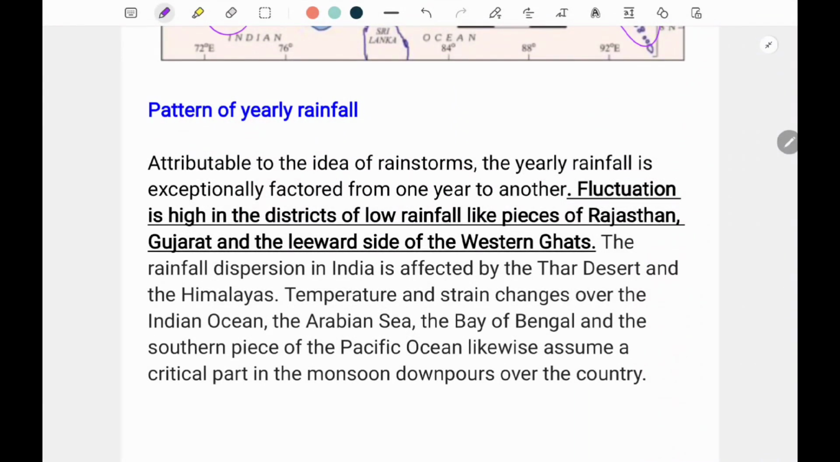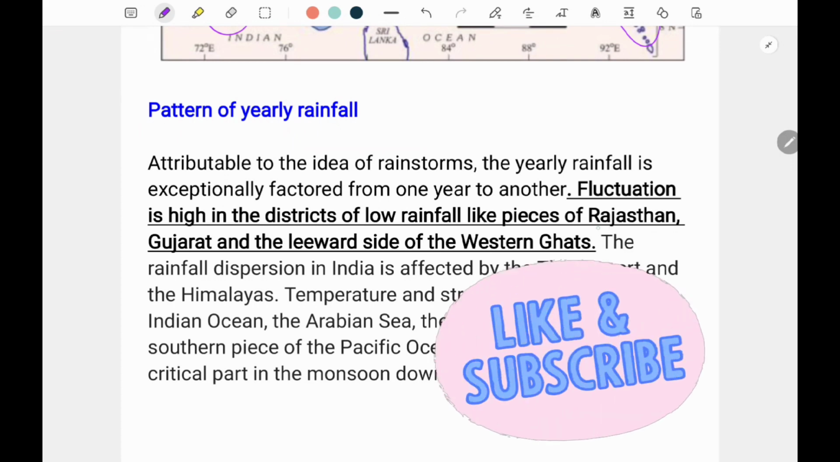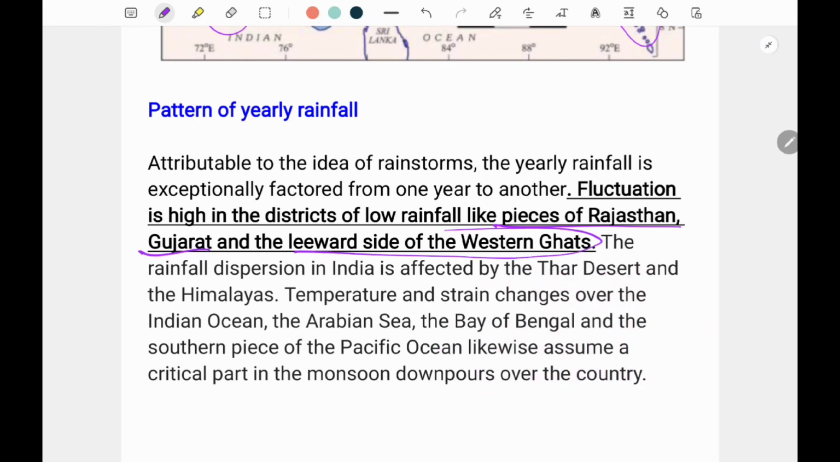Now, pattern of yearly rainfall in India. Owing to the nature of rainstorms, the yearly rainfall is highly variable from one year to another. Fluctuation is high in the districts of low rainfall like parts of Rajasthan, Gujarat, and the leeward side of the Western Ghats. So in these places the fluctuation is high.